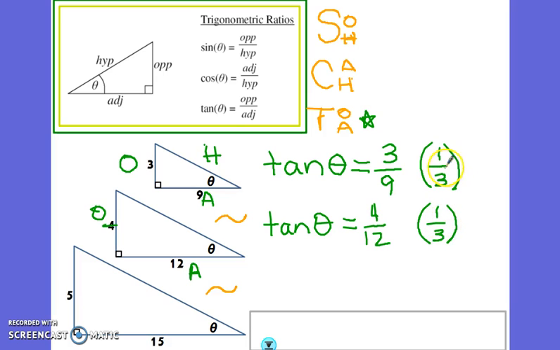Is there some reason that we got the same ratio for both of those?